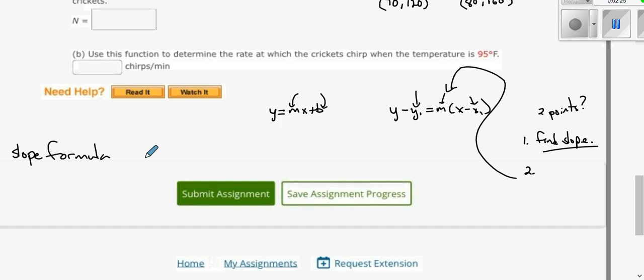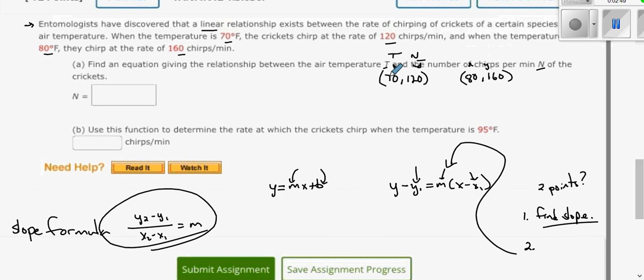Ignore the t and the n for a second. Slope formula is y2 minus y1 over x2 minus x1 is the slope, and basically what that's saying is the change in the y's over the change in the x's, right? How the y's change, how the x's change. So I'm going to use this formula to find my slope up here.